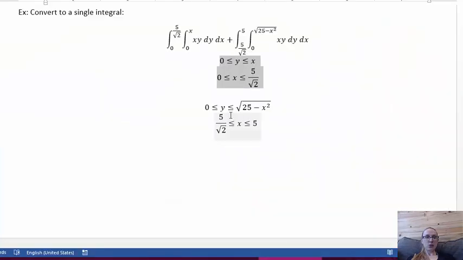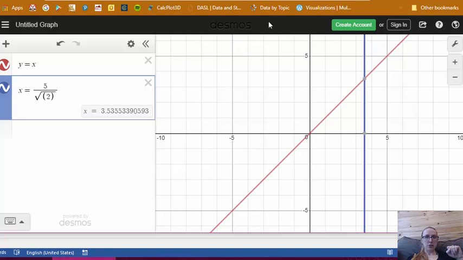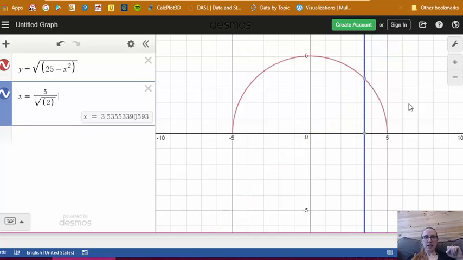The second region, y is bounded between 0 and root 25 minus x squared. Y equals root 25 minus x squared should be the top half of a circle with radius 5, so you want to sketch that in. And then we're getting x values starting at 5 over root 2 and going up to 5. So on a graph, that's going to be between the x-axis and this red circle, but starting at this blue line going to the edge. So it's just this little piece of this circle right here.